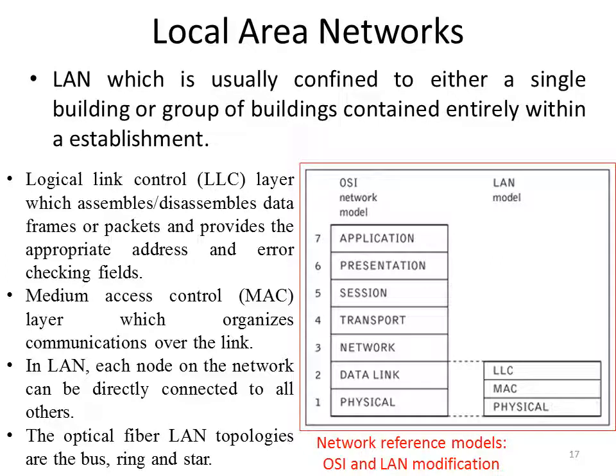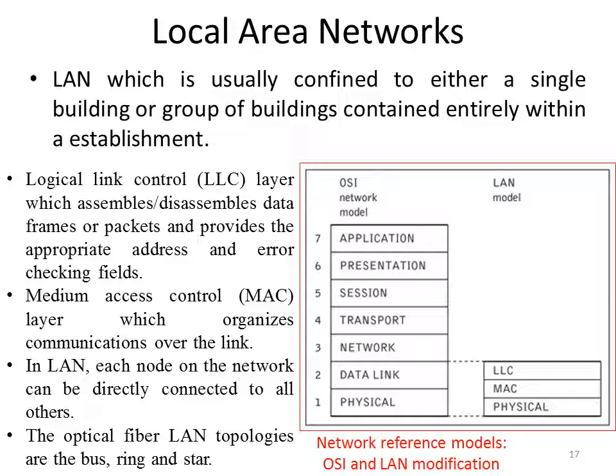Now, what is a local area network? A local area network is similar to a wide area network, but for a local area. It is usually confined to either a single building or a group of buildings contained entirely within an establishment. Here the OSI model is similar for the LAN, but in the LAN model there is a slight difference in the data link layer, between the data link and physical layer.